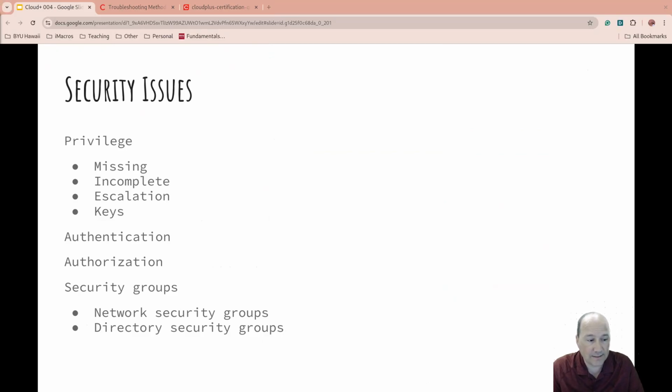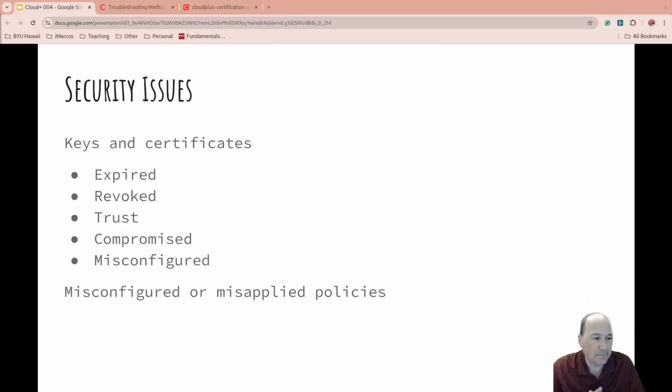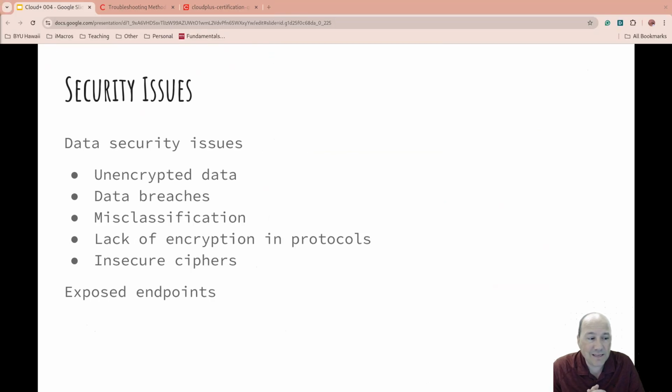Are the security groups in place? So the firewalls, the network firewalls, is there even directory level security groups if needs be? So security issues. Maybe the keys or certificates have expired or been revoked. Is there a trust issue, that you don't have the entire chain of trust? Has something been compromised? Is something misconfigured? Or someone misapplied something? Maybe there's unencrypted data, and so things have been breached, or they're misclassified, and you put data in a place it shouldn't be, so it needs to be moved back.